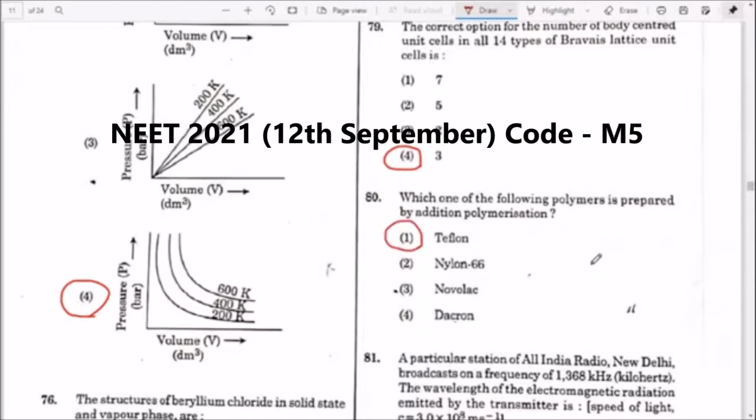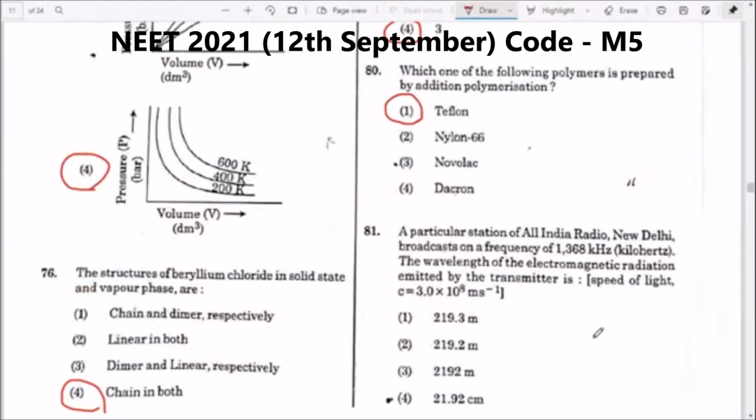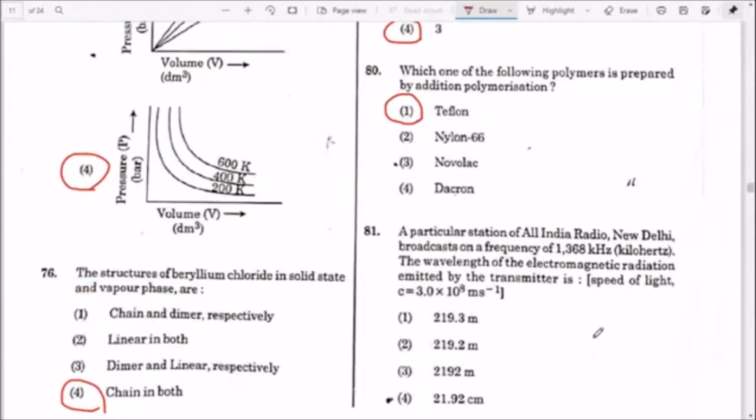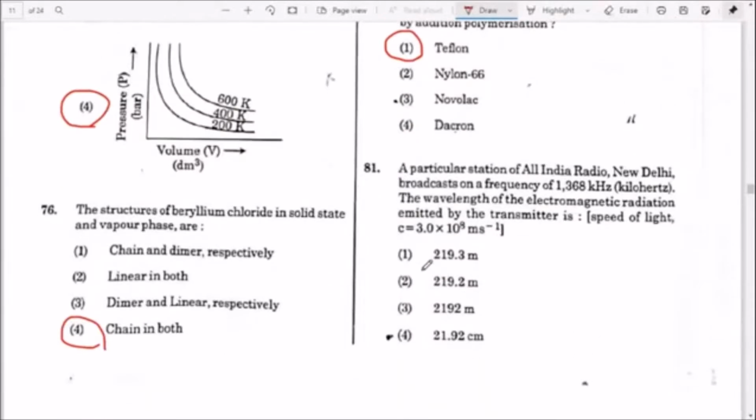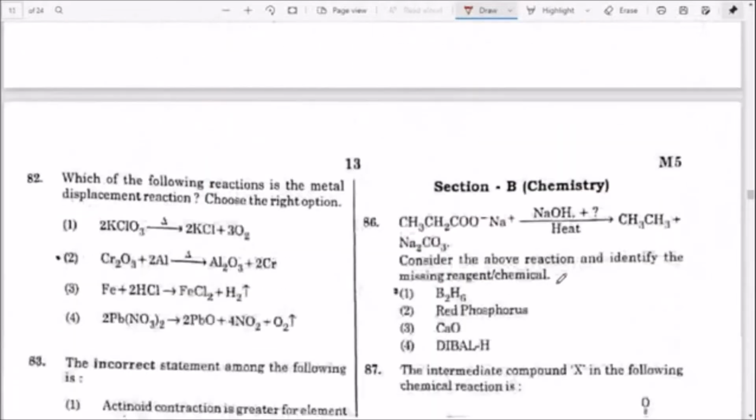A particular station of All India Radio, New Delhi broadcasts on a frequency of 1368 kHz. The wavelength of the electromagnetic radiation emitted by the transmitter is, speed of light, that is 3 into 10 to the power 8 meters per second. So what is the wavelength, lambda? Yes, 219.3 meters.